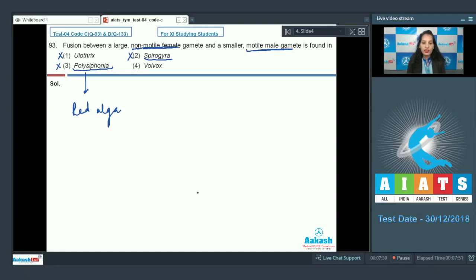We are left with the last option, that is Volvox. Volvox again is a green alga which shows oogamous type of reproduction in which the female gamete is non-motile and large, whereas the male gamete is motile and small. So the correct option for the given question is option number 4. Let's move on to the next question.